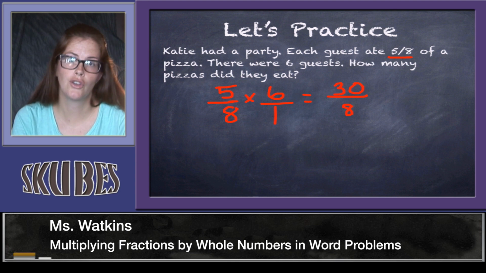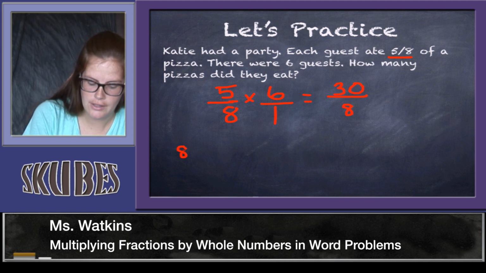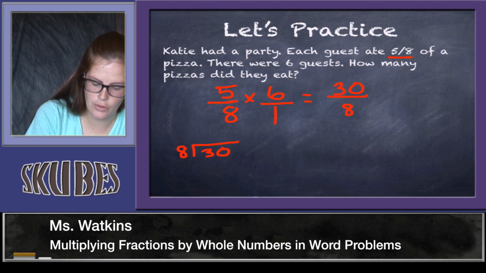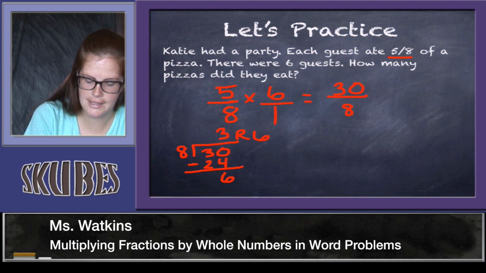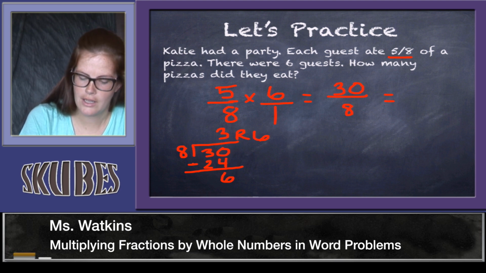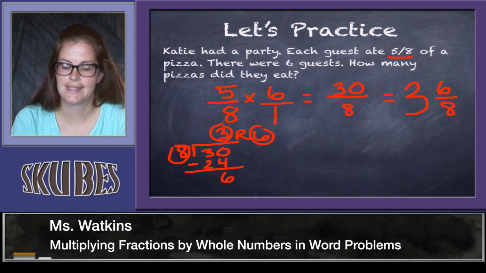I could leave it as 30/8, or I could change it to a mixed number. So let's do 8 will go into 30. Let's see, 3 times. 3 times 8 equals 24. And if you subtract, you'll have a remainder of 6. So I could also make this 3, the quotient is my whole number, and 6 is my numerator. My denominator stays the same, 3 and 6/8.